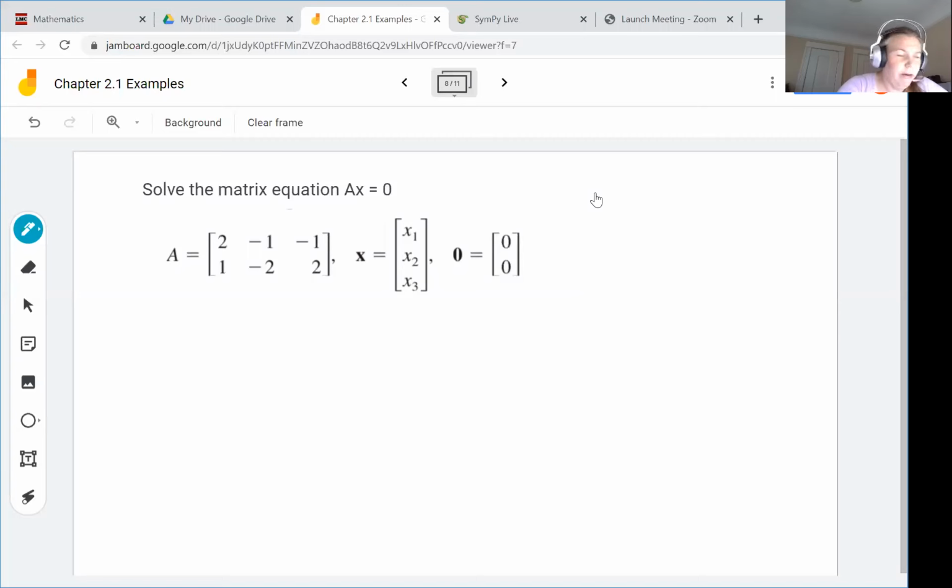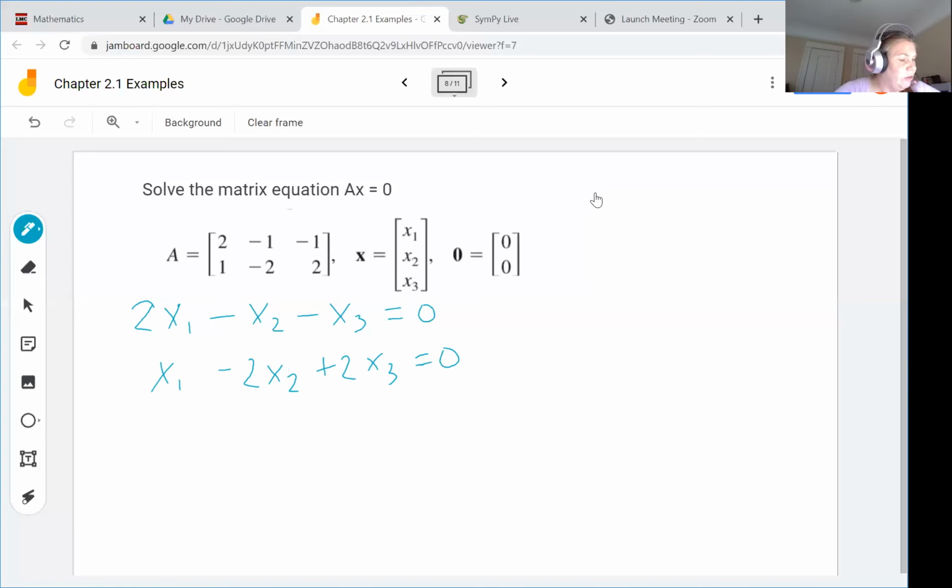So our system of equations here, if we do our multiplication through, from the first row of matrix A multiplied by column vector X, we have 2x1 minus 1x2, or just minus x2, and then minus x3 equals 0. And our second row of matrix A gives us 1x1, or just x1, minus 2x2 plus 2x3 equals 0 here.